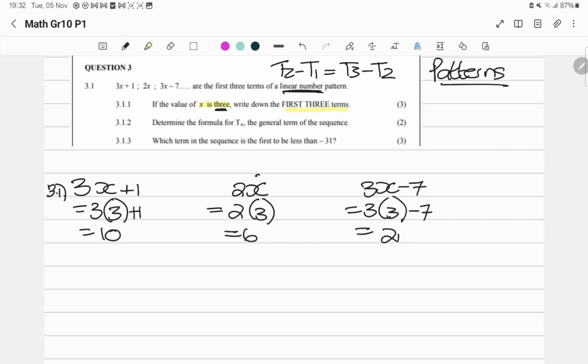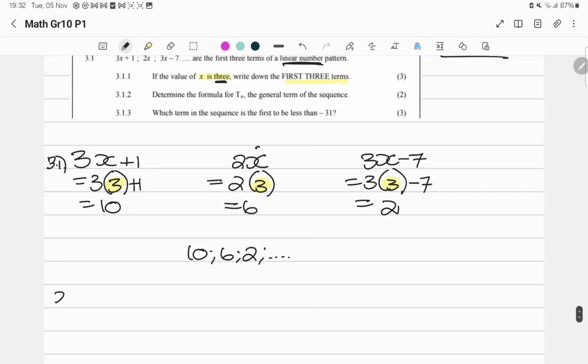Alright, so why did I put a 3 in? Because the question literally told you x is equal to 3. So wherever I had an x, I put a 3. So my first three terms will be 10, 6, 2. Now question 2 says, describe the formula for Tn, the general term of the sequence.